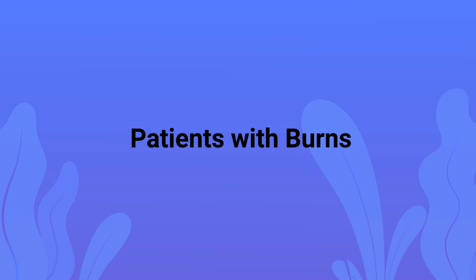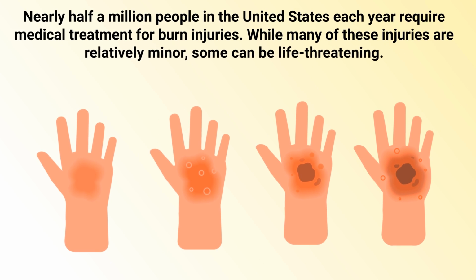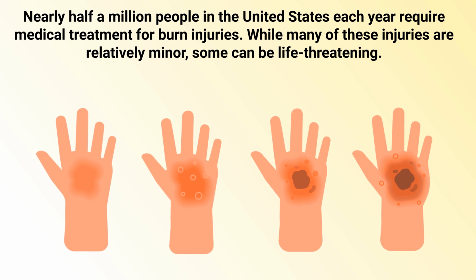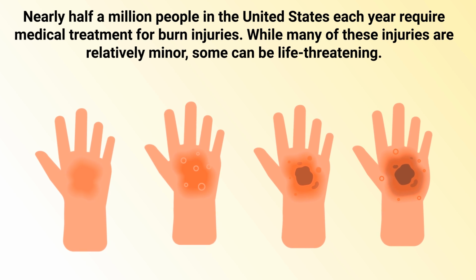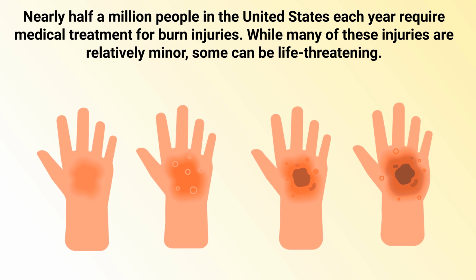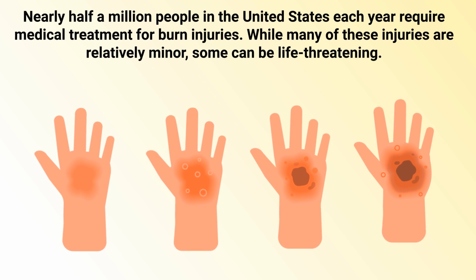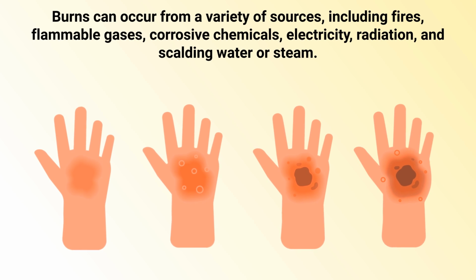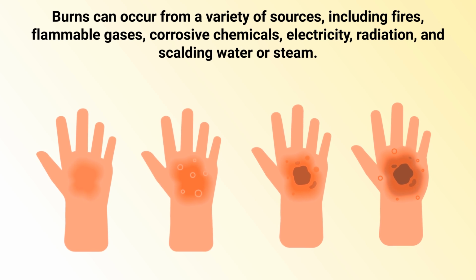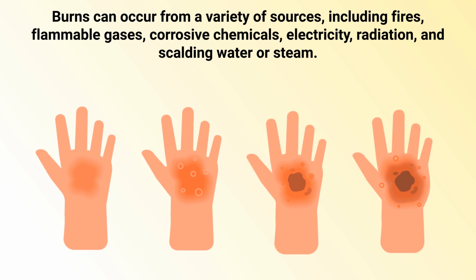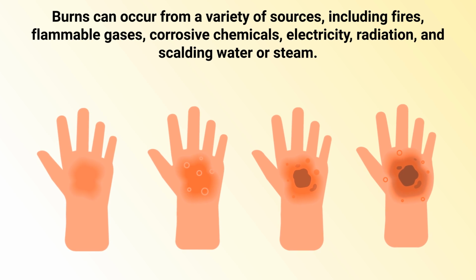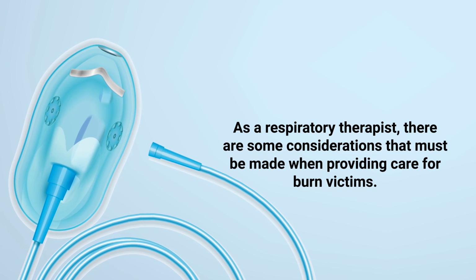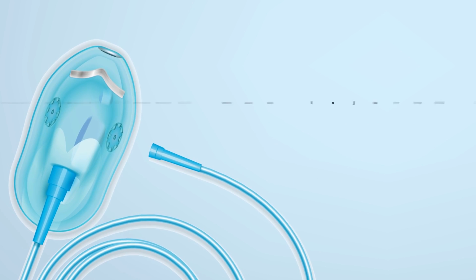The next topic is treating patients with burns. Nearly 500,000 people in the United States each year require medical treatment for burn injuries. While many of these injuries are relatively minor, some can be life-threatening. Burns can occur from a variety of sources, including fires, flammable gases, corrosive chemicals, electricity, radiation, and scalding water or steam. As a respiratory therapist, there are some considerations that must be made when providing care for burn victims.